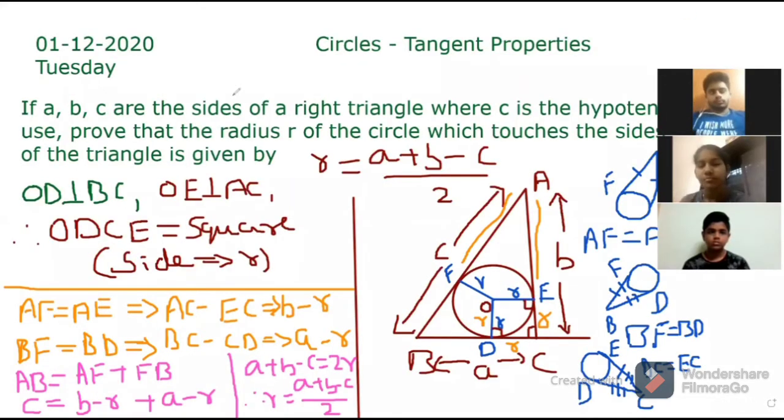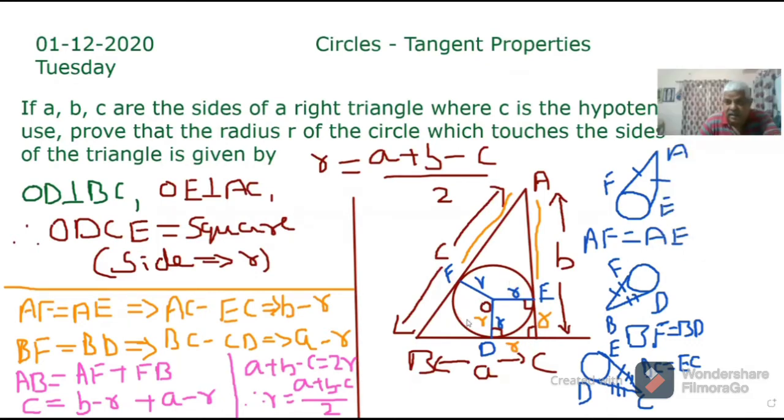Right, children? Circles and tangent properties: if a, b, c are the sides of a right triangle, where c is the hypotenuse, prove that the radius of the circle which touches the sides of the triangle is given by the formula they ask. So according to the question, I have considered the diagram, the circle. After considering the circle, I took the right angled triangle ACB, right angled at C, and closely observe, children, I separated the circle with the tangents.